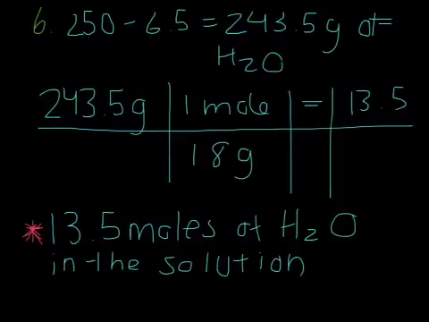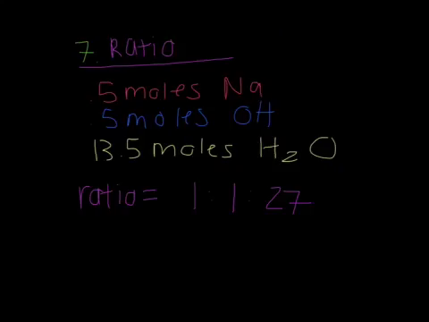And then what you must do is take this number of grams and convert it into moles, which will then lead you to the value of 13.5 moles of H2O present in the solution. So to find the ratio, you divide by the smallest number. Recall that there are 0.5 moles of Na, 0.5 moles of OH, and 13.5 moles of H2O. 0.5 being the smallest number, you divide all of the values by 0.5 and find that the ratio is 1:1 to 27, since 0.5 fits 27 times in 13.5.